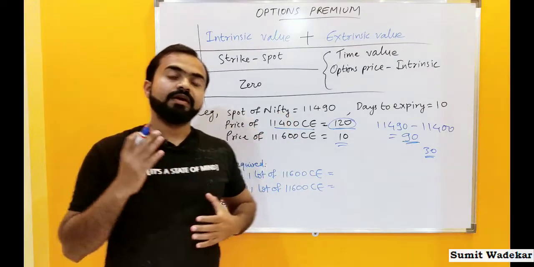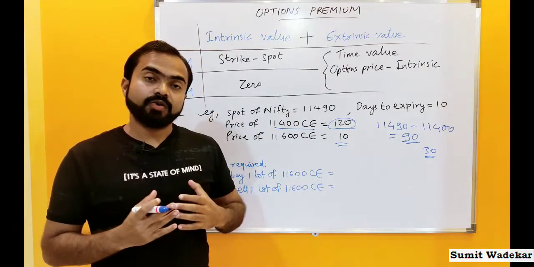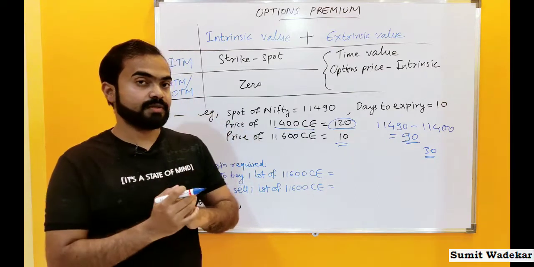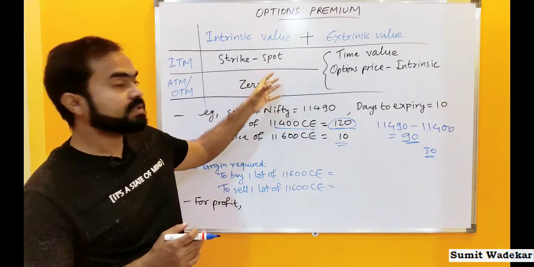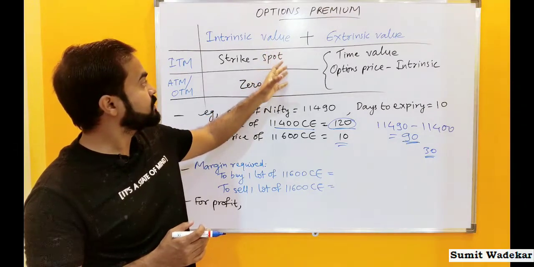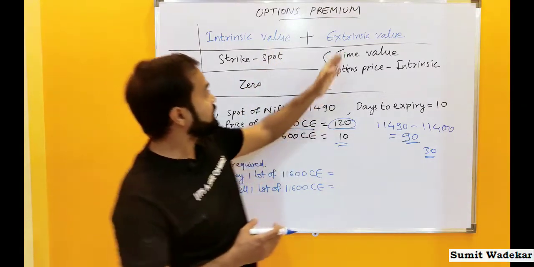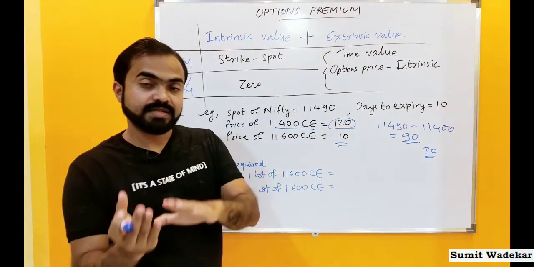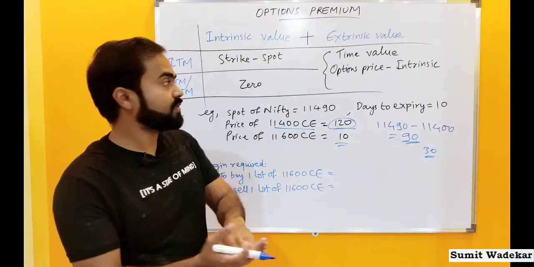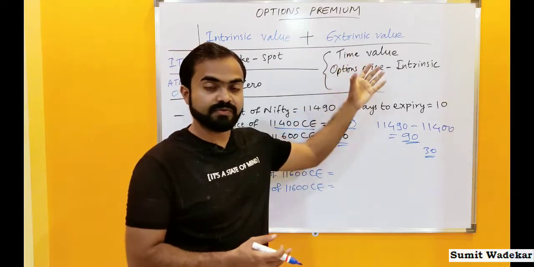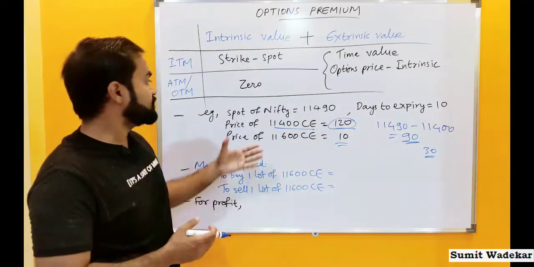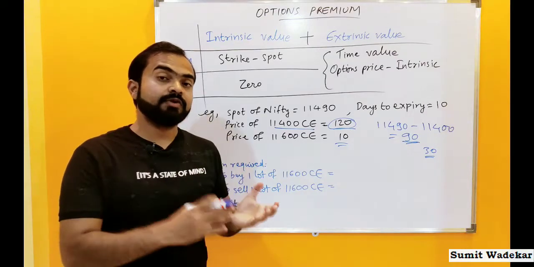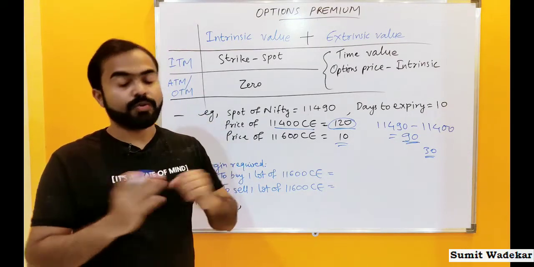So in this way we can find out the intrinsic value and the extrinsic value of the option by using this information. And the extrinsic value is equal to the option price minus intrinsic value. And this value is due to time. So we have taken this example to understand the intrinsic value and the extrinsic value of the options.